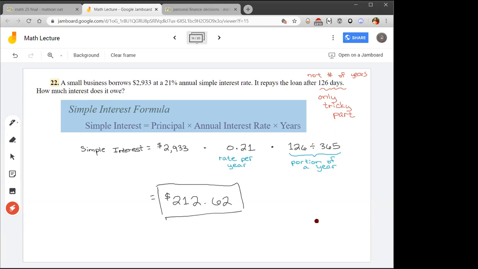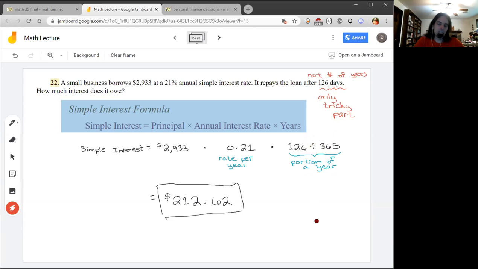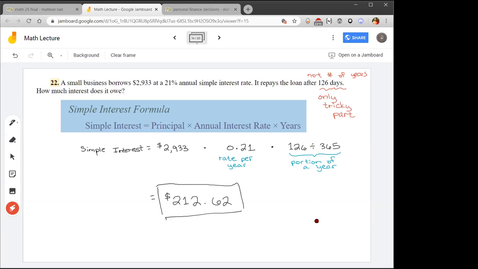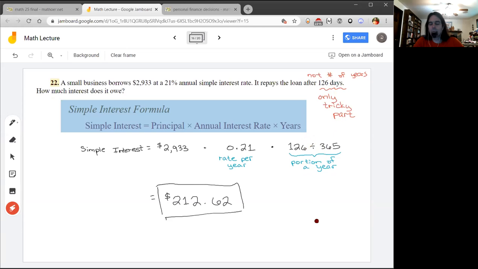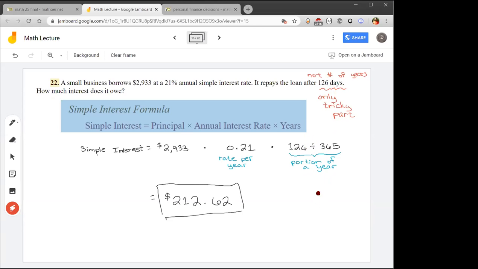I was kind of curious about that because sometimes I get confused by doing that. Okay. The formula is designed to count years. So the fact that we don't have a full year meant we had to put a fraction in. Okay.